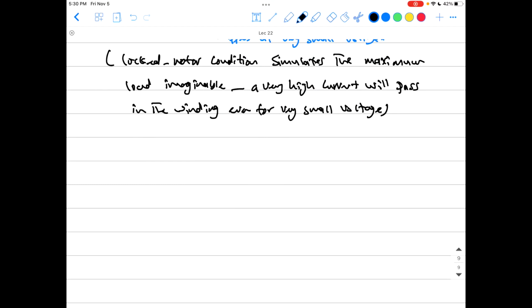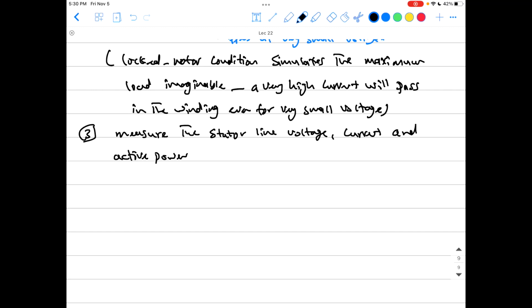For number 3 now is measuring. So measure the stator line voltage, current, and active power. Okay, so already measuring the voltage and current, so all the time you're monitoring the current like we said, and monitoring the voltage also to see how much it goes, and measure the power of the machine. And now you have everything you need in hand to proceed with all the calculations you need to find more parameters from this test.